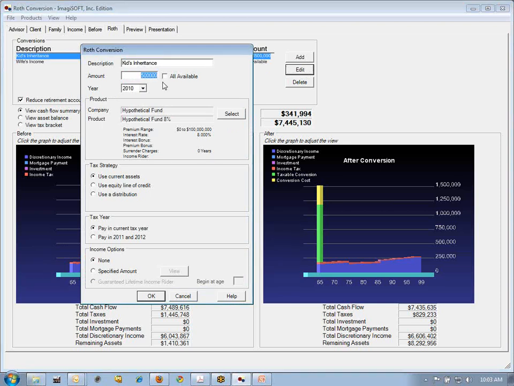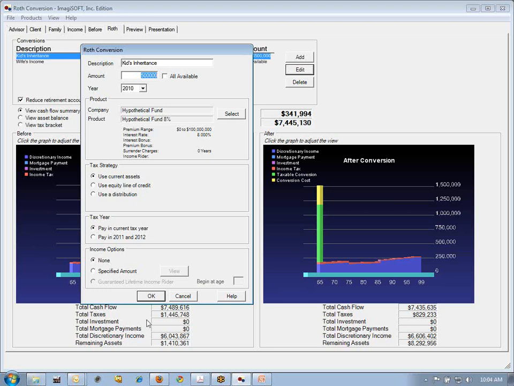The first one is we put $500,000 into a hypothetical fund at 8%. We use the current assets to pay for that. We pay it in 2010, and we have income options of none. In other words, just let the money grow as long as it goes there. There's never been a 35-year period where the stock market hasn't done at least 8%. Not that the past is going to reflect the future, not that there's a guarantee or anything like that, but can you accept the risk at this time of having a 8% account for your kids?